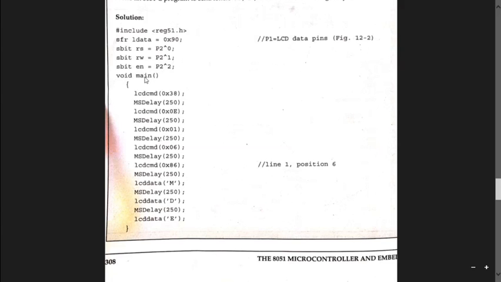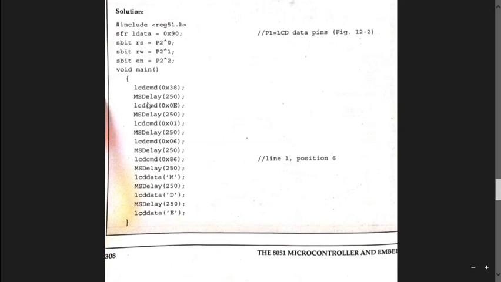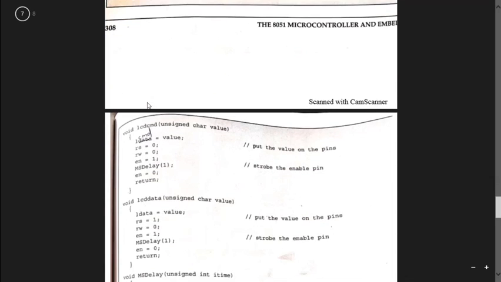Now we'll come to the main program. First, we have to give the command to the LCD. 38. First I'm giving the command. This command is for initially assigning the rows and columns in the LCD, some space in the LCD to display. After that, I'm calling delay.